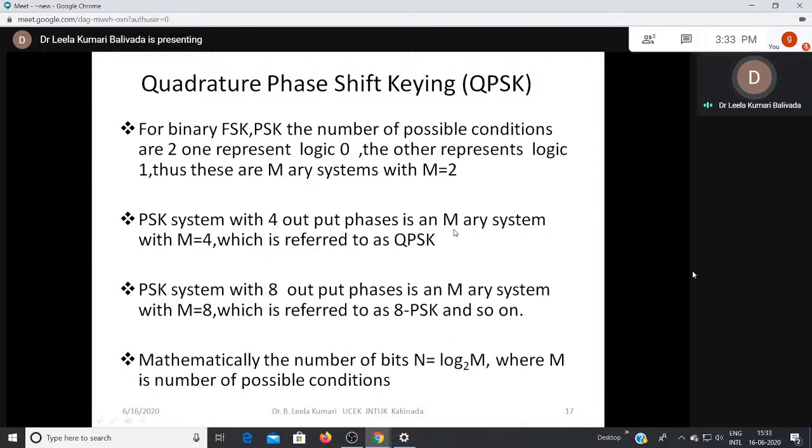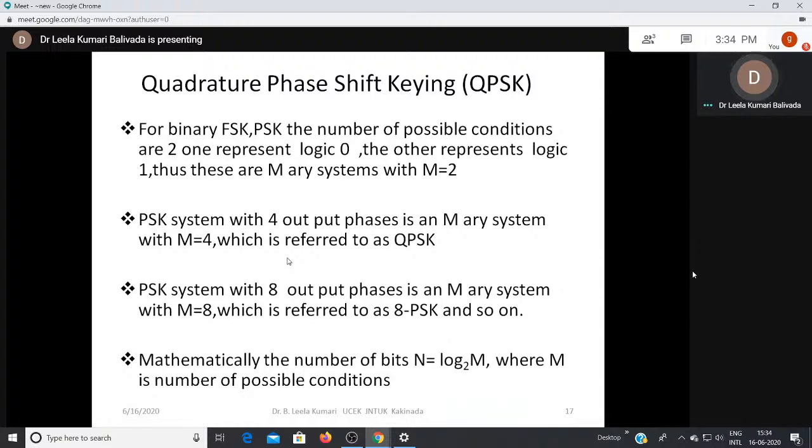A PSK system with 4 output phases is an M-ary system with M equals 4, which is referred to as QPSK. So, QPSK is an M-ary encoding scheme where N equals 2. That means the number of bits transmitted for each symbol is 2 and M equals 4. Hence the name quaternary phase shift keying or quadrature phase shift keying. Quaternary means 4. So, a QPSK modulator takes a binary signal with base 2 which produces 4 different input combinations: 00, 01, 10, 11, because we are going to transmit 2 bits as a group. In binary PSK, only 1 bit is transmitted, whereas in QPSK, 2 bits as a group are transmitted.